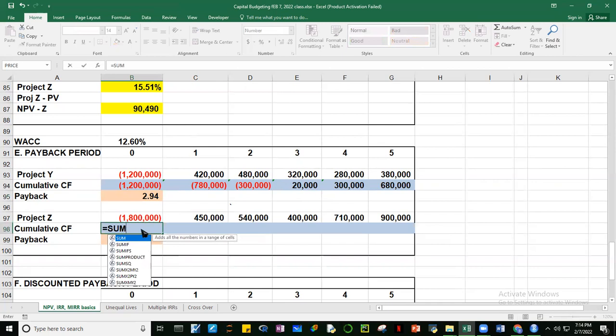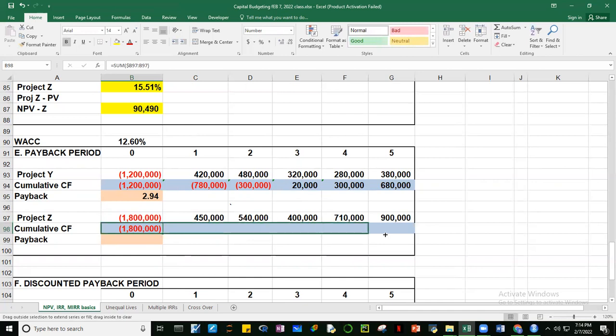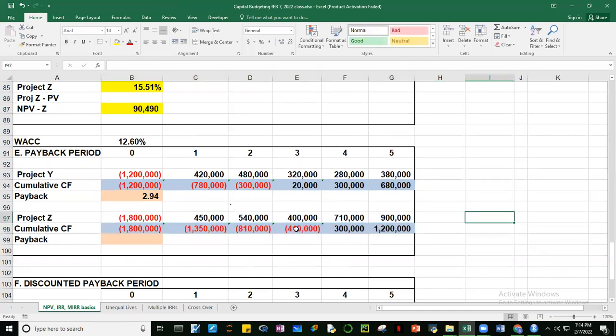So ganun din, guys, kay ganun din kay Z, no? Sum ng, okay, colon, para ma-fix natin itong B97. And then fix the column $B97. Okay, and then copy to the right. Okay, so here you'll have the cumulative sum. No? Binabawas ang binabawas to. And what's the payback period? The payback period is between the third year and the fourth year.